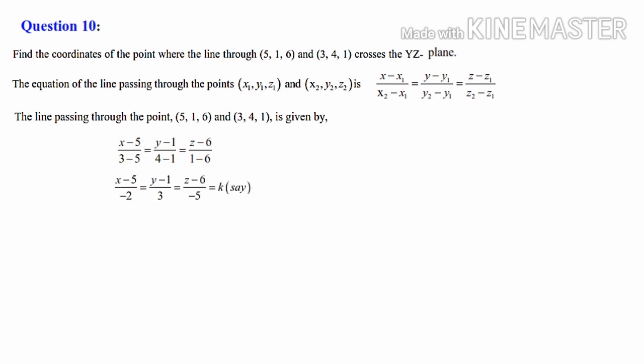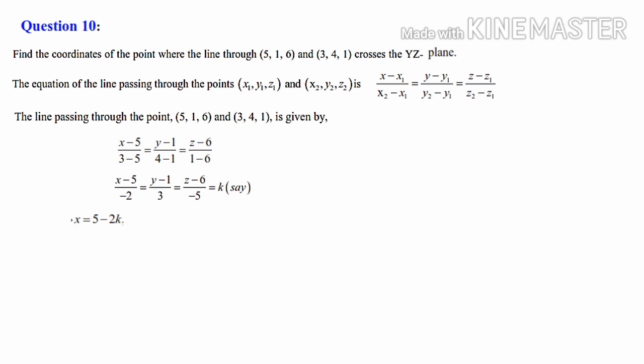When you do the calculation, it is x minus 5 by 3 minus 5. 3 minus 5 is minus 2, equal to y minus 1 divided by 4 minus 1 is 3. Next is z minus 6 divided by 1 minus 6. 1 minus 6 is minus 5. So their ratios are equal and equal to a constant. We call it k, just our assumption.